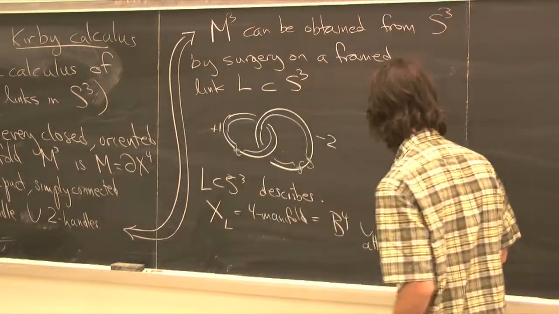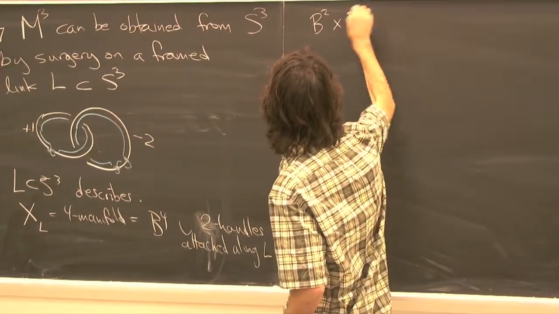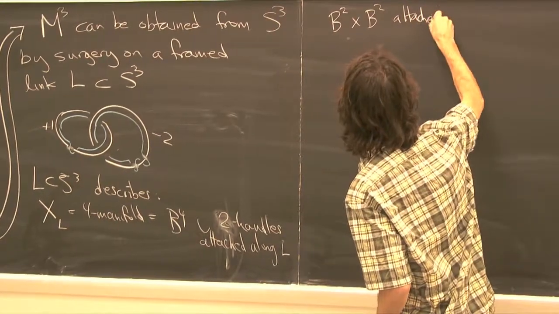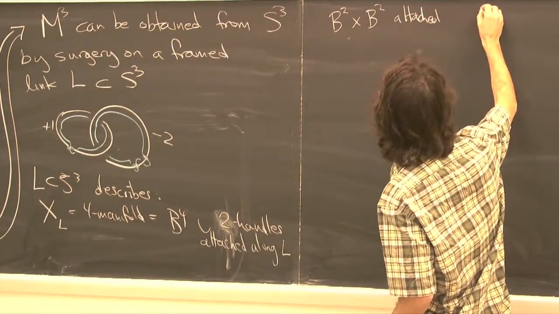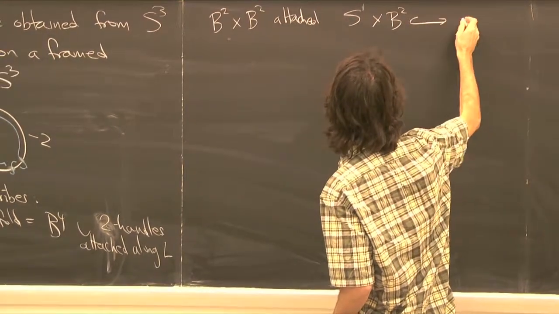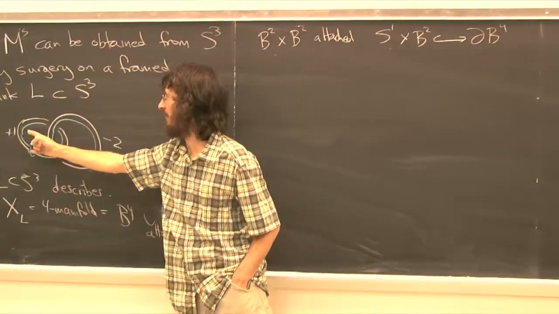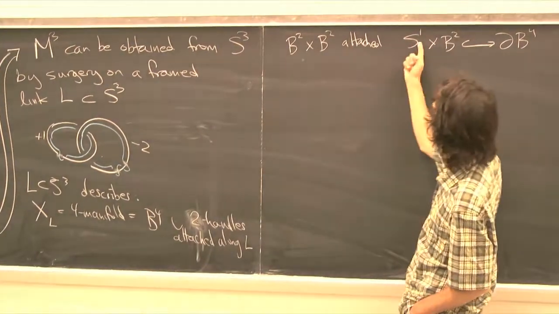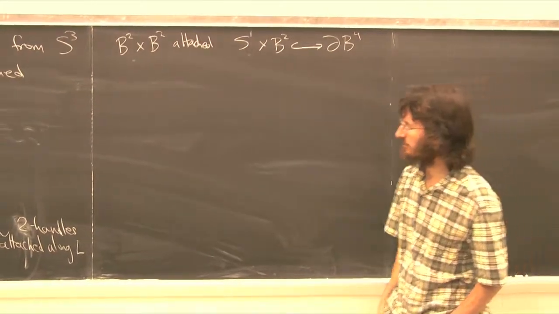Let me quickly remind you what that is. The 2 handle is B2 cross B2, a disc cross a disc, and you attach it by an embedding from S1 cross B2 into the boundary of B4, which is S3. This S1 cross B2 is a thick neighborhood of one of these knots, and the amount of twisting tells you exactly how the B2 rotates as you go around the S1 direction. Okay, so that's one thing it describes.